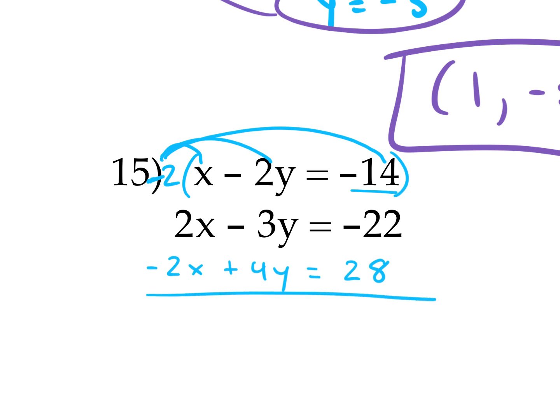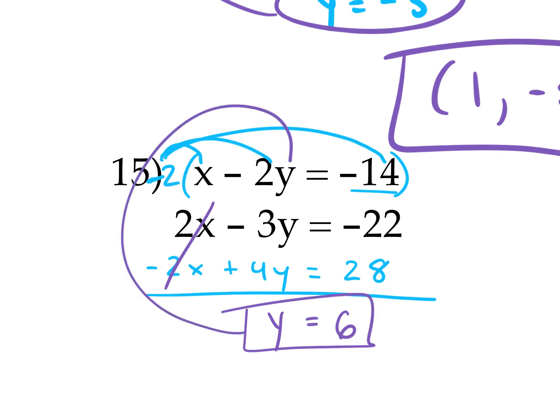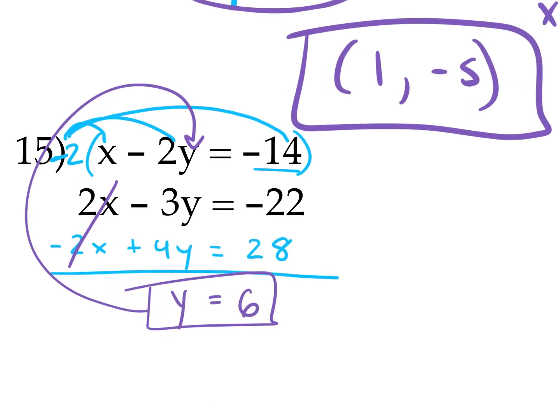Now we can combine these two equations together. Do our x's cancel? Yep. What's negative 3y plus 4y? Y. And negative 22 plus 28? 6. Awesome. So y equals 6. What do I do next? Plug it in. I'm going to take that and plug it into the y.